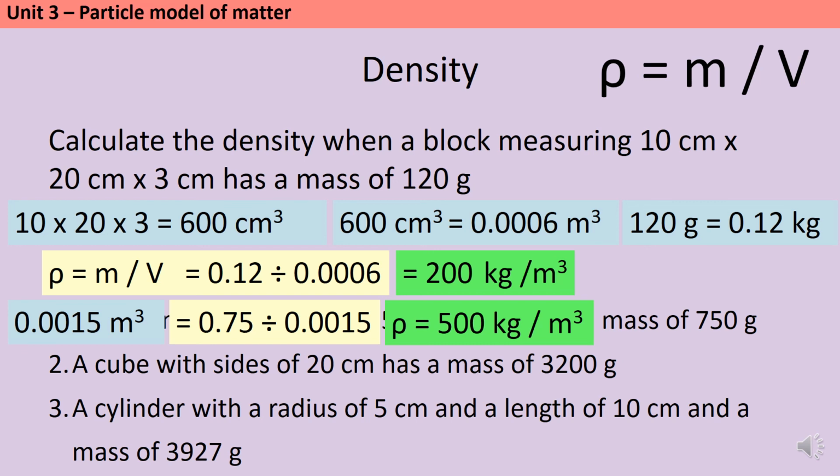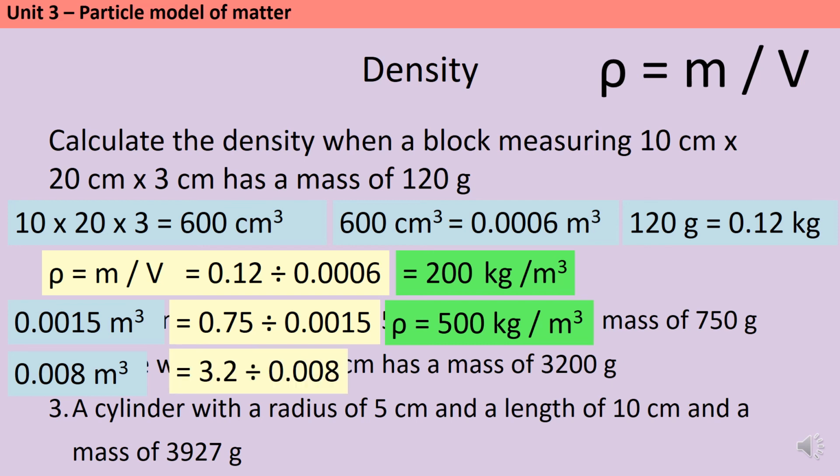For question 2, you need to identify that a cube will have sides that are all the same length. So the volume will be 20 times 20 times 20, which is 8,000, and then 8,000 divided by 1,000,000 to put it into metres cubed is 0.008. The mass again needs converting, so 3.2 kilograms divided by 0.008 metres cubed gives a density of 400 kilograms per metre cubed. Then finally, for question 3, you have another cylinder.